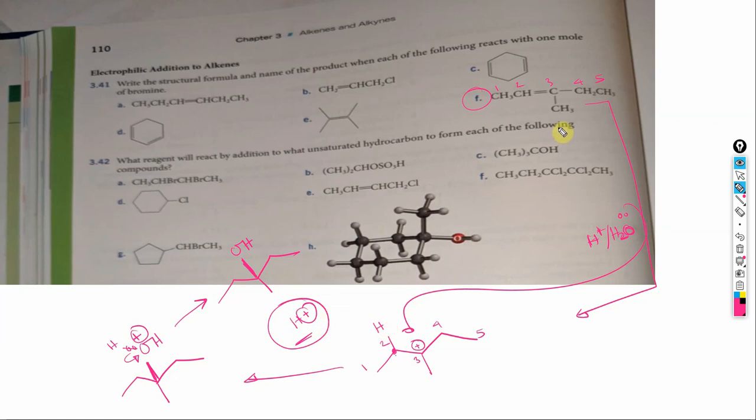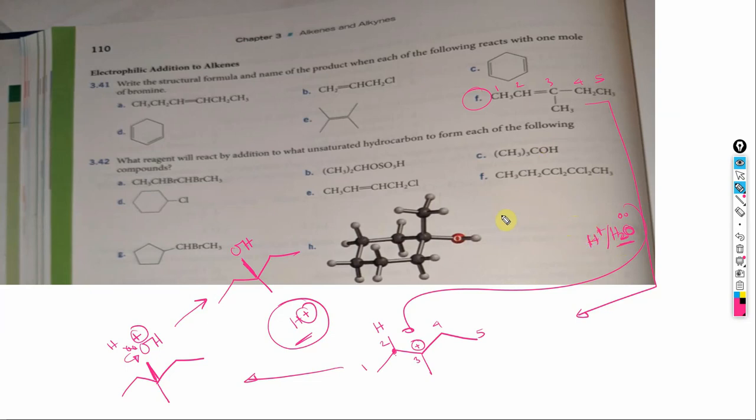Water by itself is not strong enough to add to an alkene, so adding a small amount of acid like this is going to let this reaction go at a faster rate, because the acid is a stronger electrophile than the H plus generated by water. So when they say H plus, it's going to be a small amount of acid.